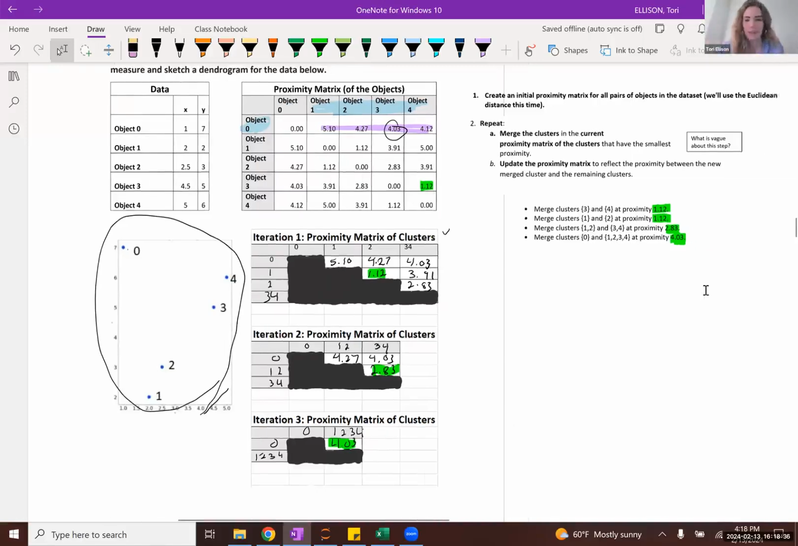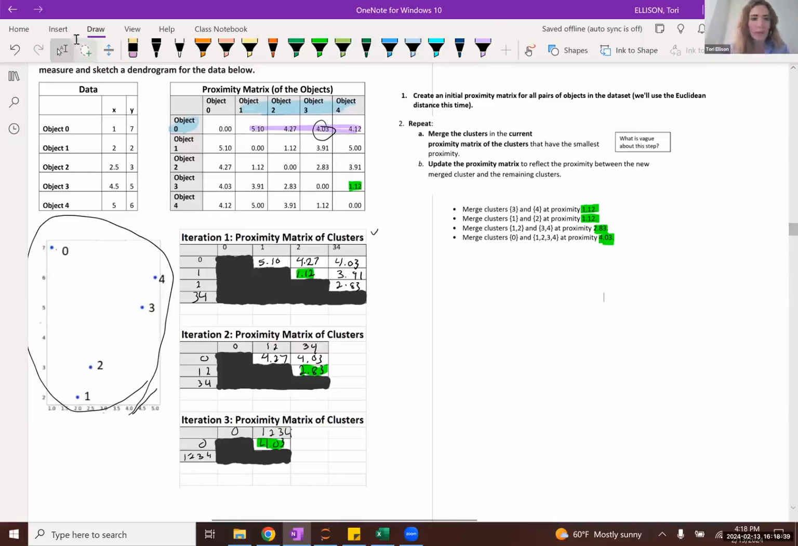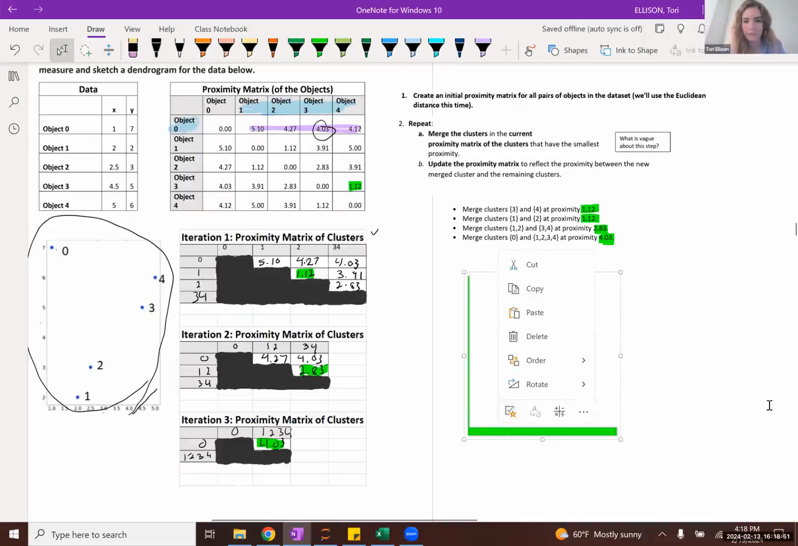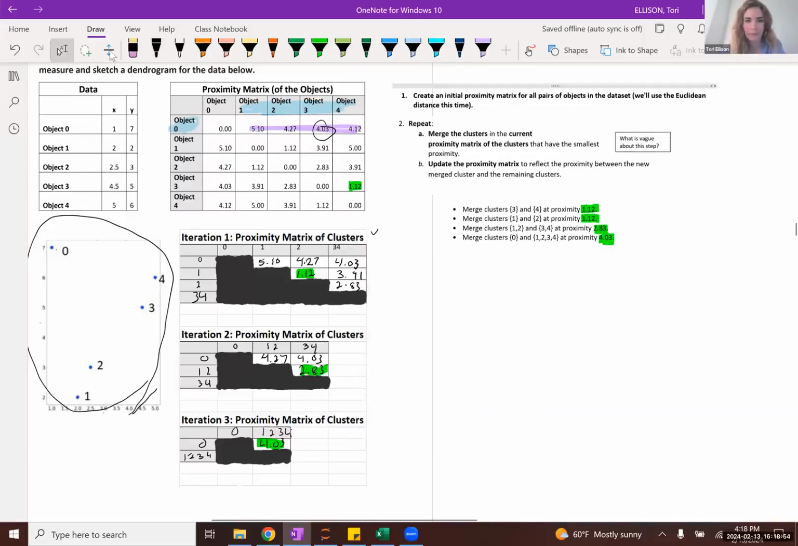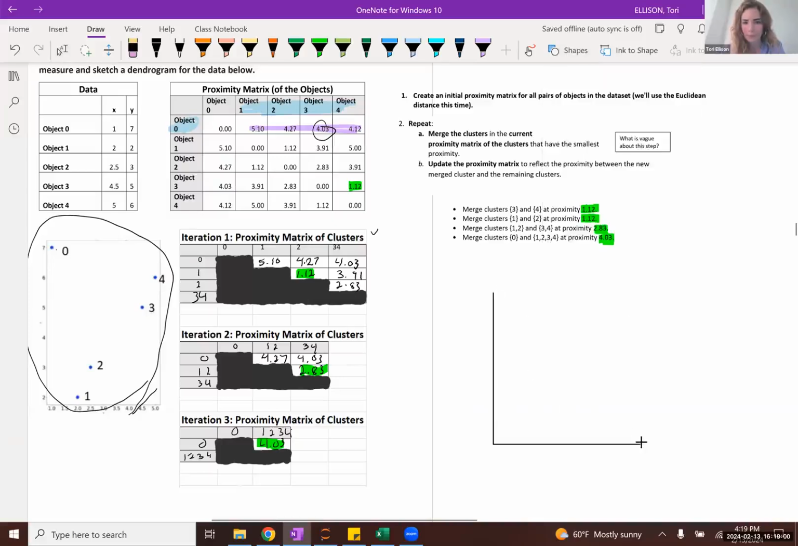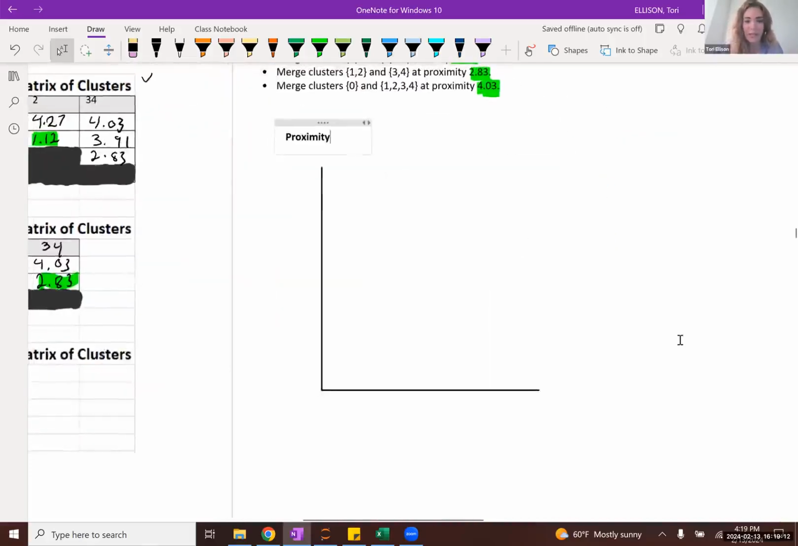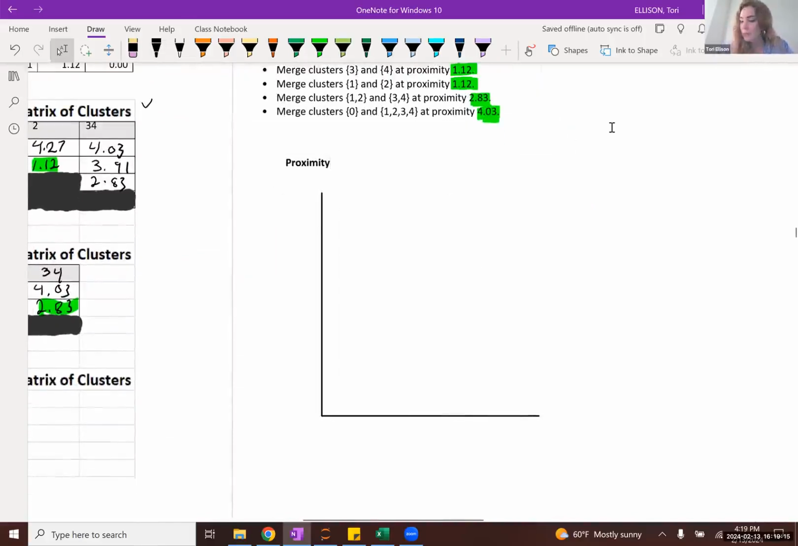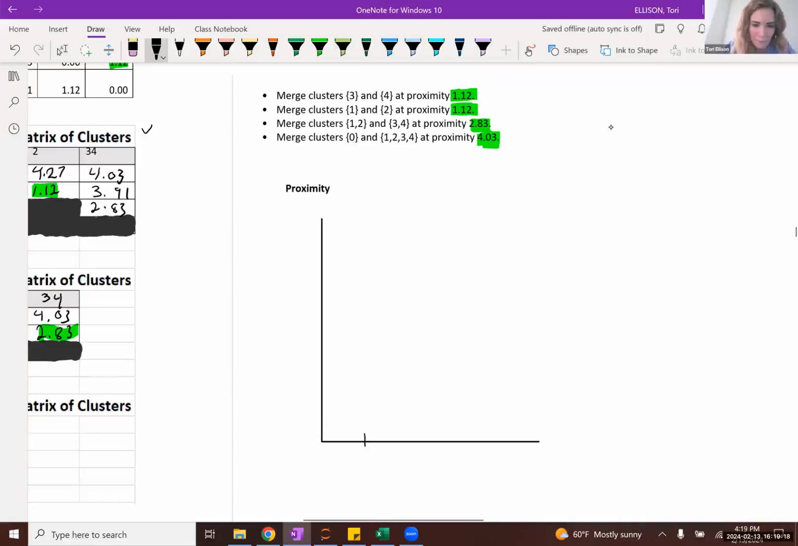Okay. All right, so we're going to take this information and use it to create our dendrogram. So let me set up my X and Y axis. Okay, so what I set up on the y-axis of my dendrogram tree is the proximity with which a set of clusters are going to merge. And then on the x-axis is going to be the sets of observations in the data set. I'll put those here.